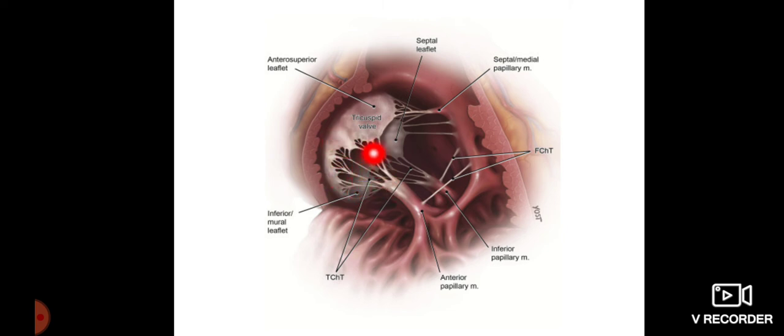through string-like structures. You can see some thread-like structures here, which are connecting the papillary muscle with the cusp. And these string-like structures are called chordae tendineae. Chordae tendineae. So that is another feature of the interior of the right ventricle.